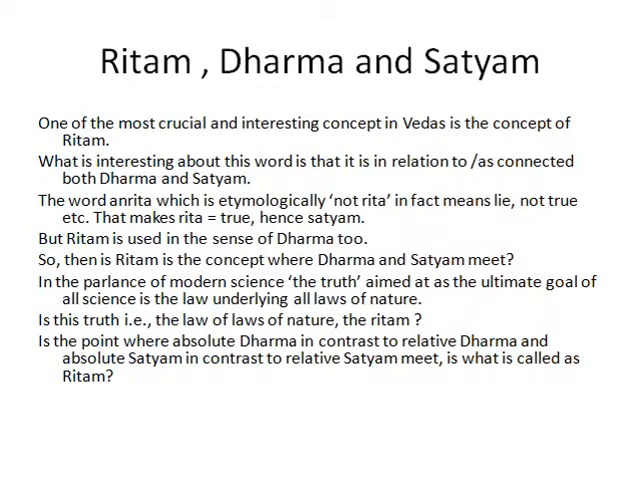Another very important concept of the Vedic idea of ethics is rita. Rita, dharma and satyam are the three words that are used together, and there are places in Vedas, Upanishads and other Vedic components where we use words like Ritam vadishyami, Dharmam vadishyami, Satyam vadishyami, all in a line, together. What is this rita? It is such a crucial concept of the Vedic worldview. What is interesting about this word is that it is used in relation to, or connected to, both dharma and satyam.